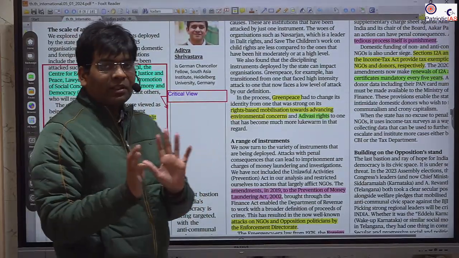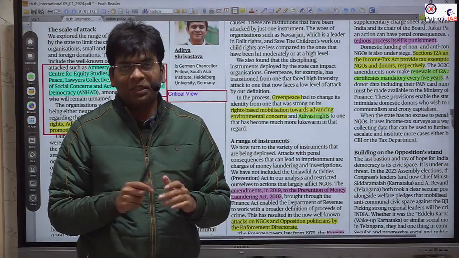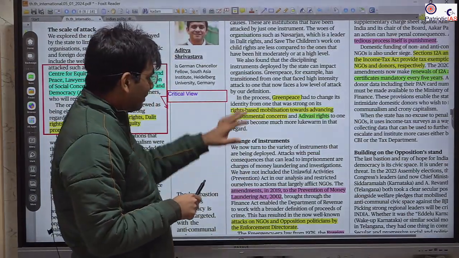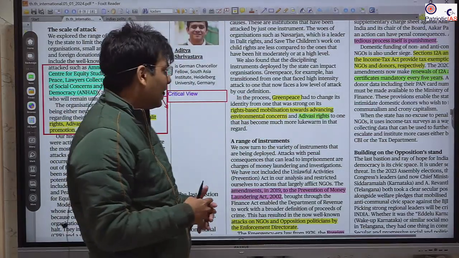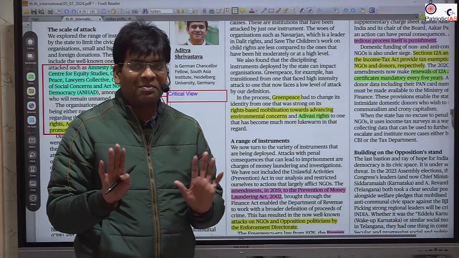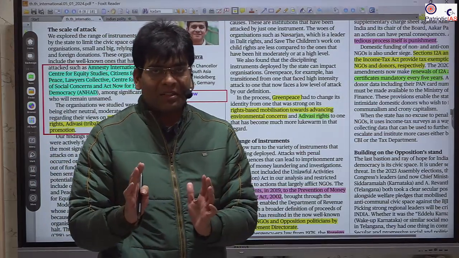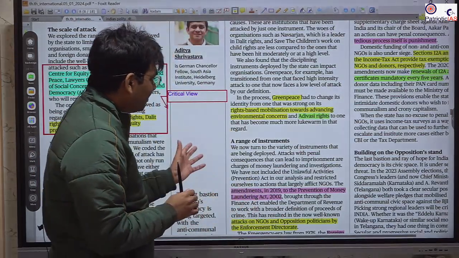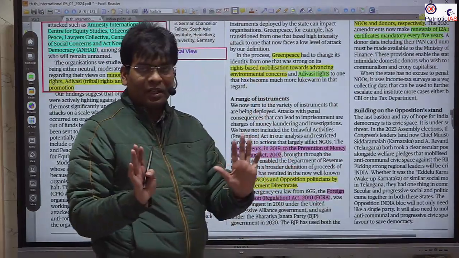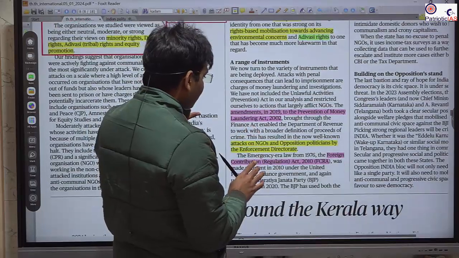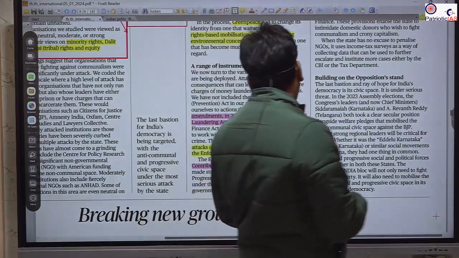Recently, we have seen that due to this attack from the state, many NGOs have changed the nature of their work and their stand. For example, this article has given one example. Greenpeace previously talked about rights-based mobilization. Now it is not talking about rights. They are only focusing on the environment, and even in areas where they are not creating hurdles for the government and state, they have left the stand on Adivasi rights. Now, how has the state grabbed more power?